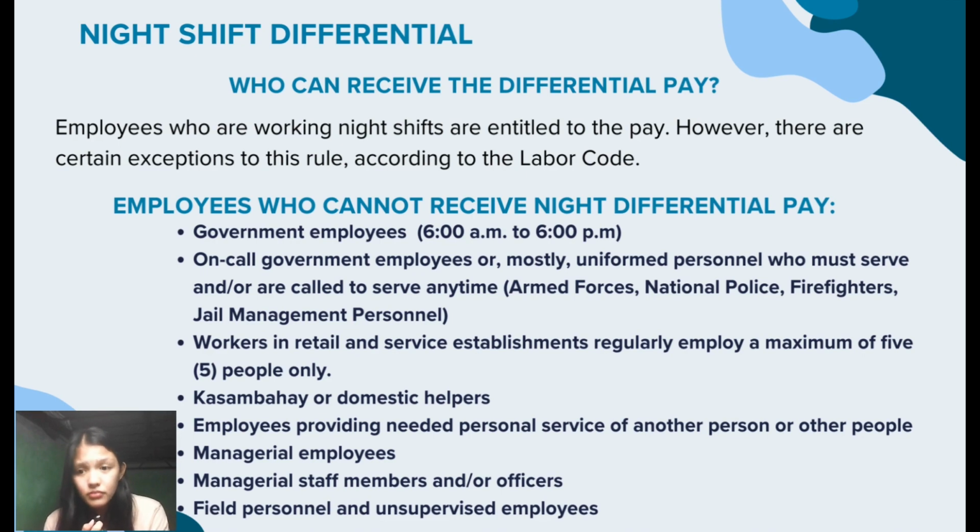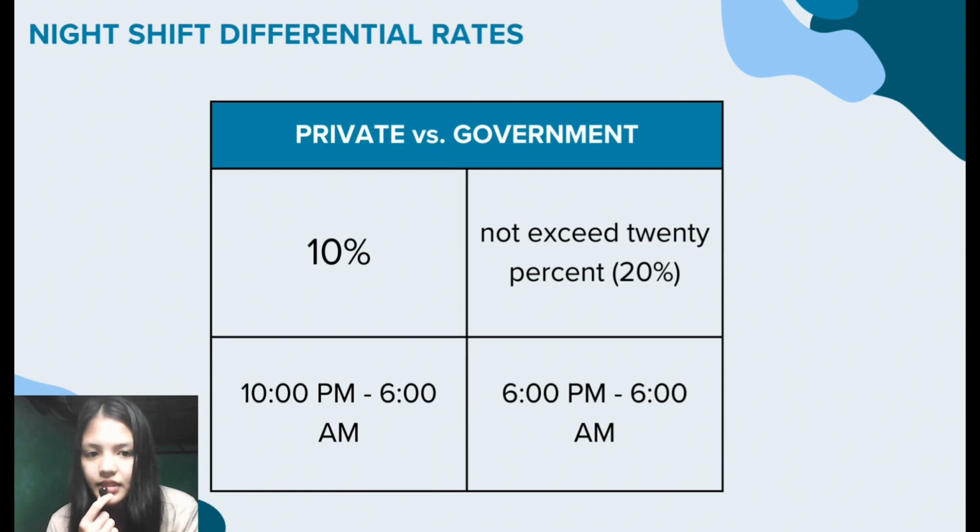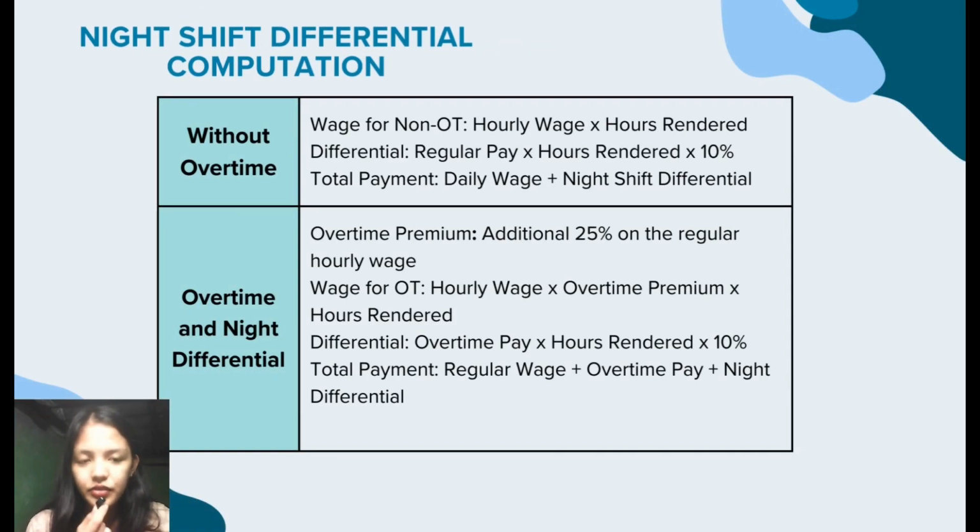national police, firefighters, jail management personnel, workers in retail and service establishments regularly employing a maximum of 5 people only, kasambahay or domestic helpers, employees providing needed personal service of another person or other people, managerial employees, managerial staff members and or officers, and field personnel and unsupervised employees. Understanding this distinction is crucial to ensure night shift workers receive the appropriate compensation based on the employment sector.